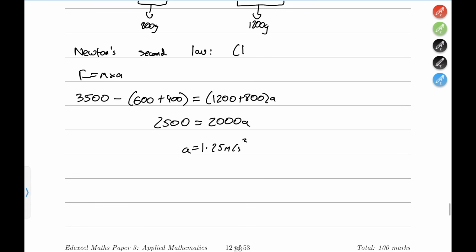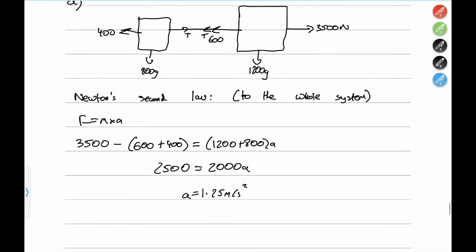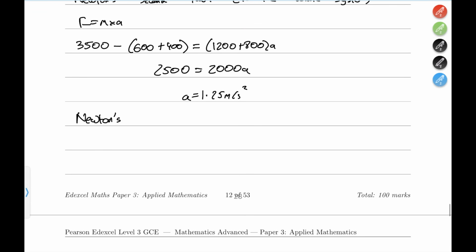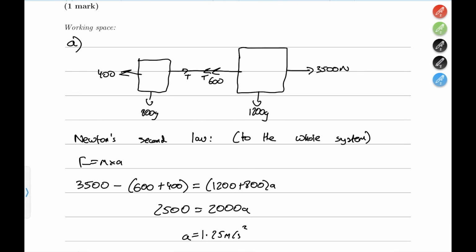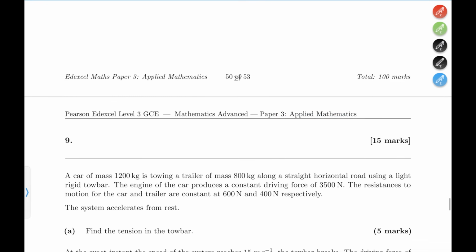And what we can do is we can now apply this, which was for the whole system, purely to the trailer, because it's asking for the tension in the tow bar. So Newton's second law for just the trailer, we get, so what's pulling across is T. So T minus 400 equals 800 times 1.25, our acceleration that we just calculated. So T equals 800 times 1.25 plus 400. So the tension is equal to, 1.25 times 800 is going to give 1,000. And plus 400, that'll be 1,400 newtons. So that is the tension in the tow bar.